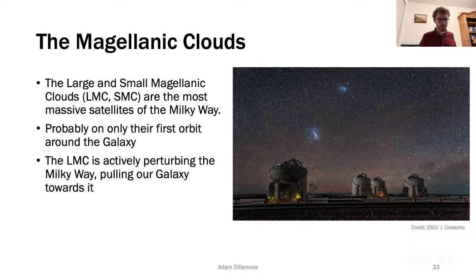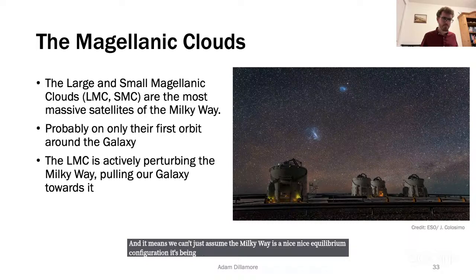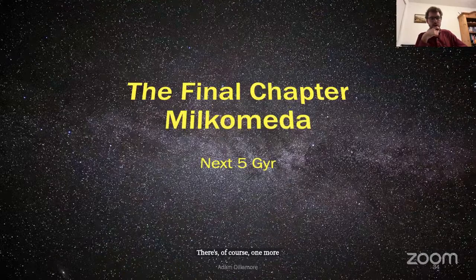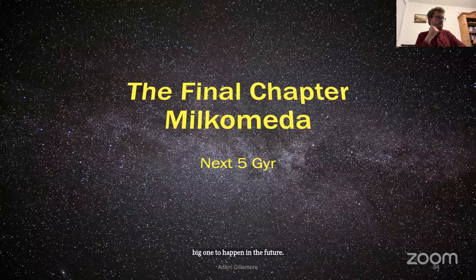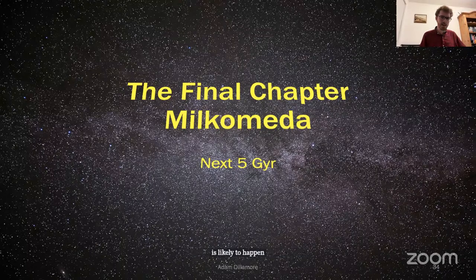But yeah, there are all sorts of interesting effects that the Large Magellanic Cloud is having on the Milky Way, and it means we can't just assume the Milky Way is a nice equilibrium configuration. It's being constantly sort of pulled and twisted out of its current configuration. So that's the last event that's happened so far in the Milky Way's history. There's, of course, one more big one to happen in the future, which I'm calling the final chapter, and it's often called Milkomeda, i.e. the merger of the Milky Way and the Andromeda Galaxy, which is likely to happen in about 4 billion years.